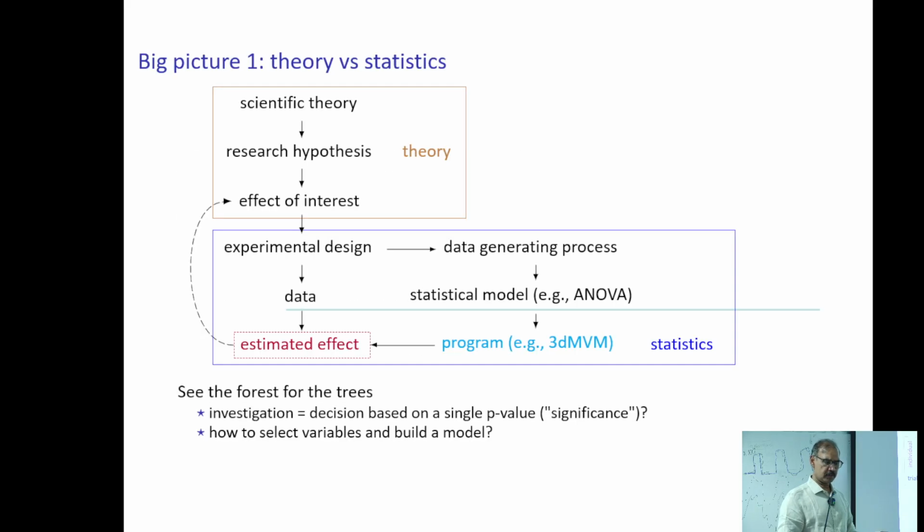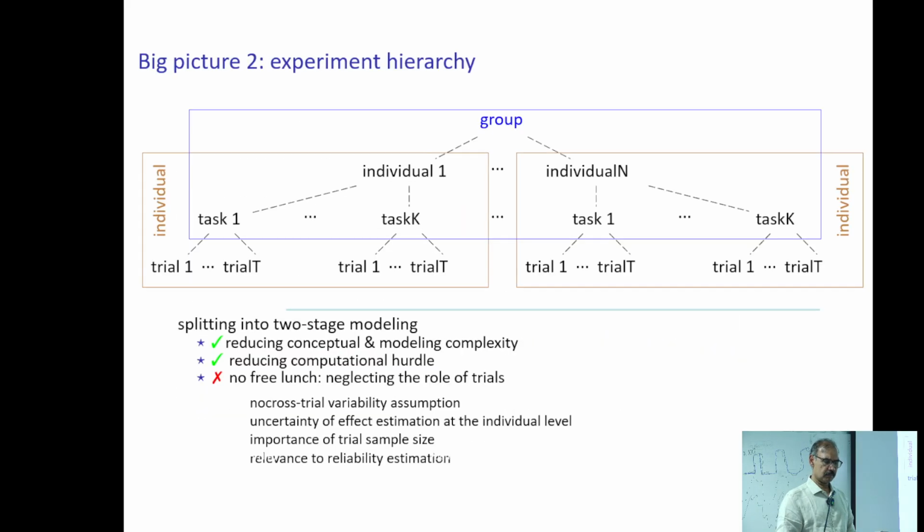I showed you this. So let's say this is one group. You have task 1, task A, and then this is repeated across many different subjects. Then the challenge really is, can we somehow use modeling to reduce these effects?